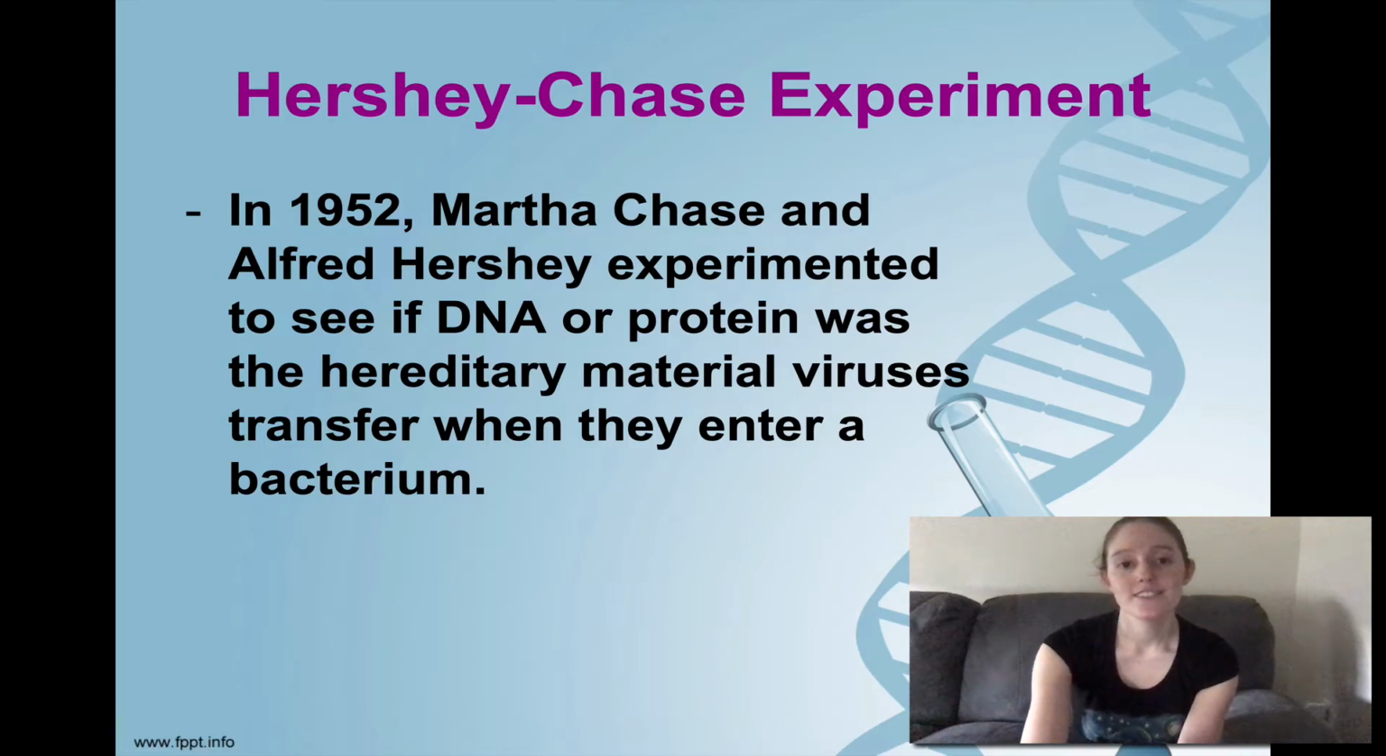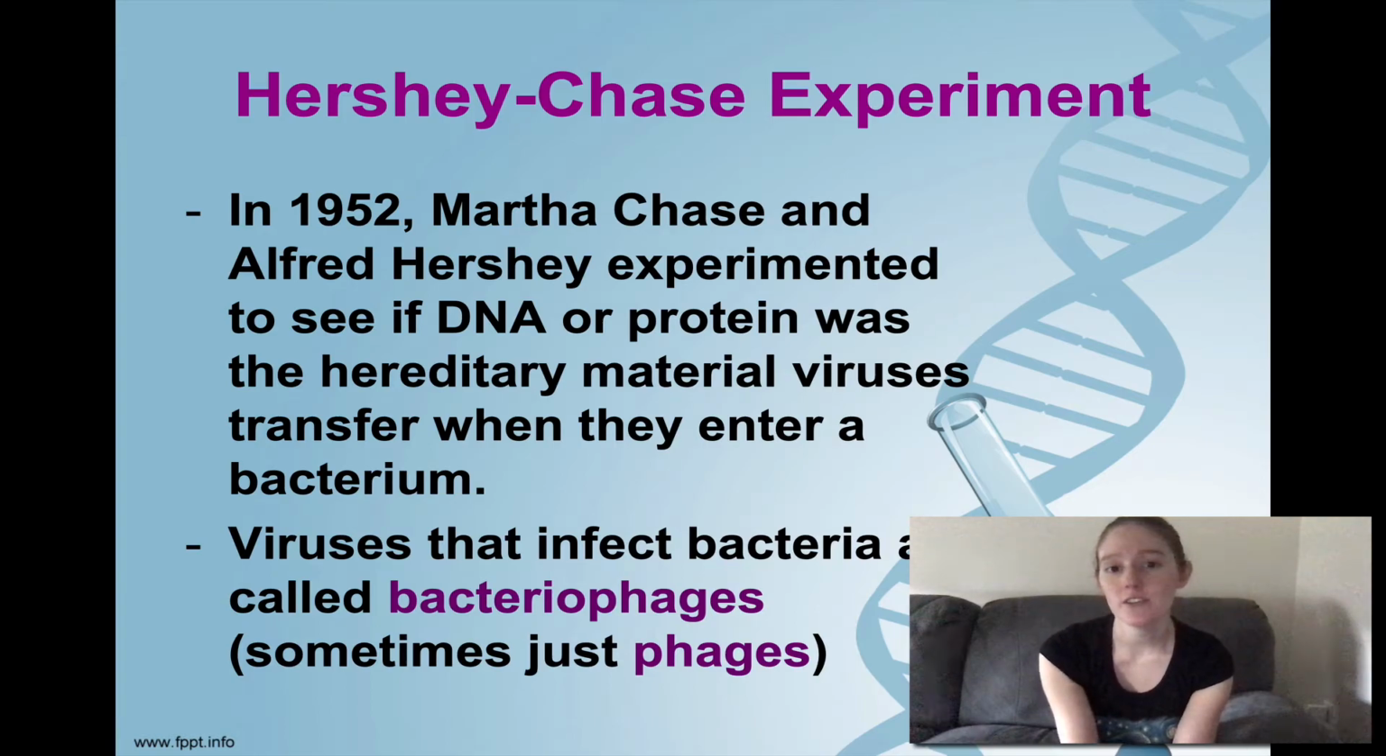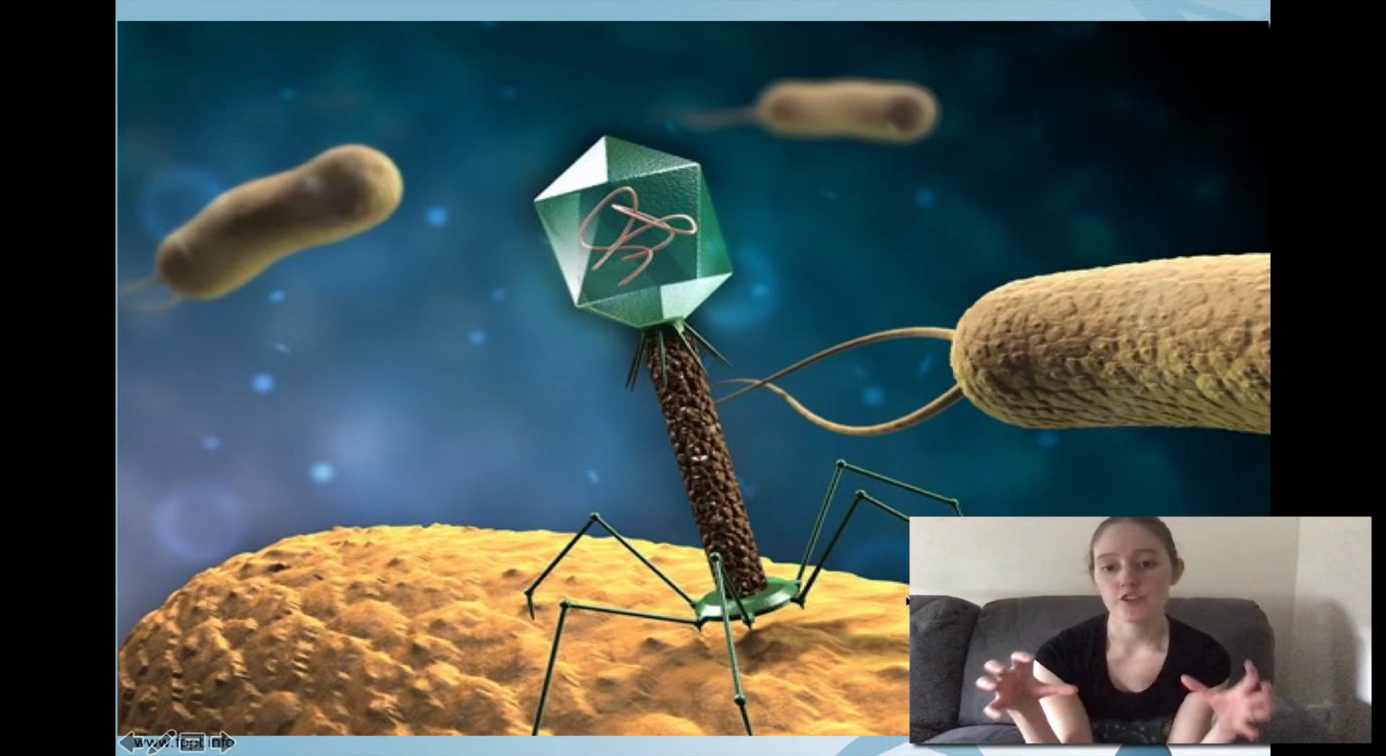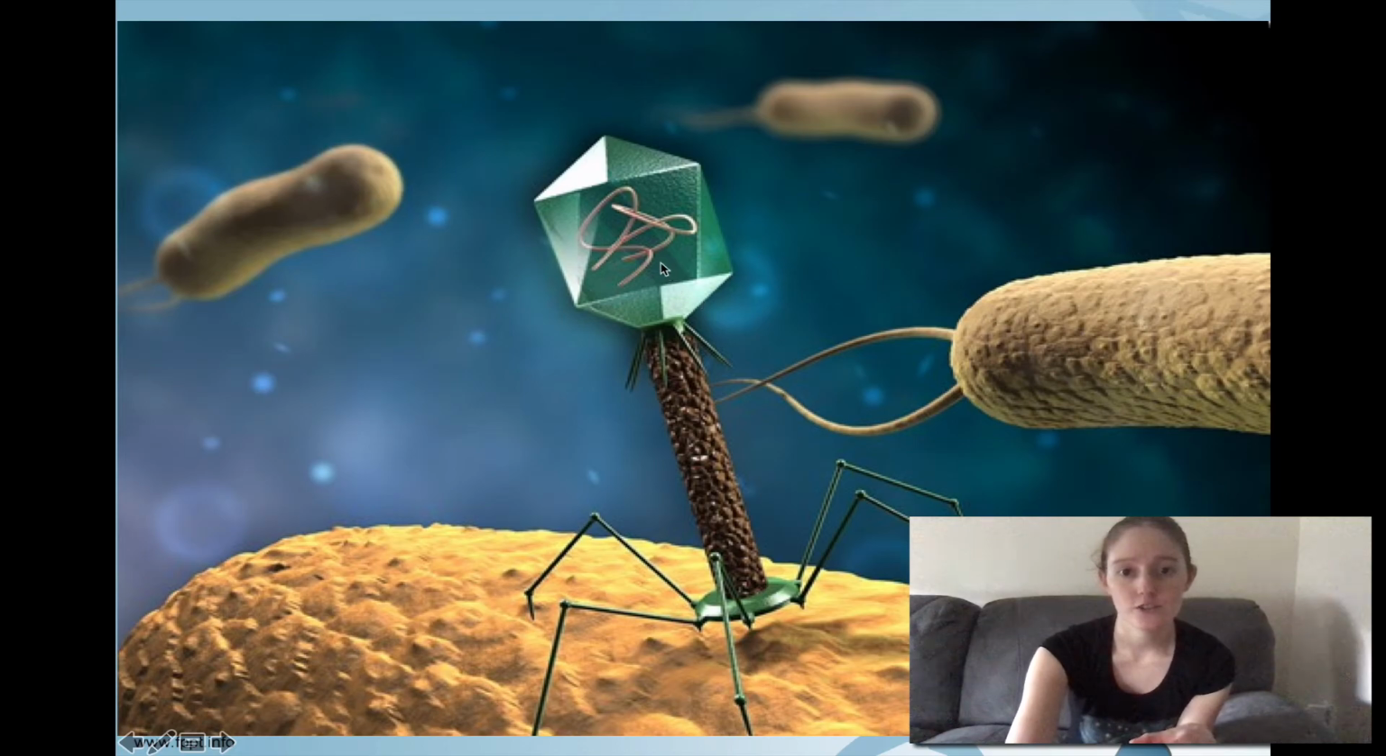The Hershey-Chase experiment in 1952 came about to see if DNA or protein was the hereditary material viruses transfer when they enter a bacterium. So they're specifically talking about bacteria, not really about us right now. Viruses that infect bacteria are called bacteriophages, and we can shorten that to just a phage. We like to shorten everything in biology. Here's an example of what a phage looks like. It has DNA up here in this little gem thing, and then it has these little probes, or legs, that connect to the cell, and that allows it to inject its DNA.